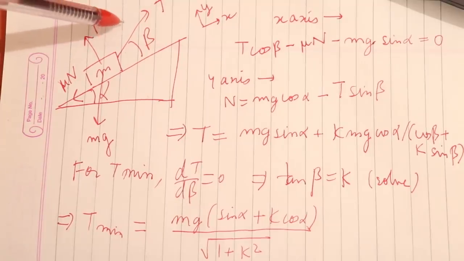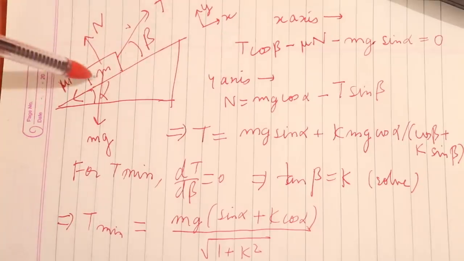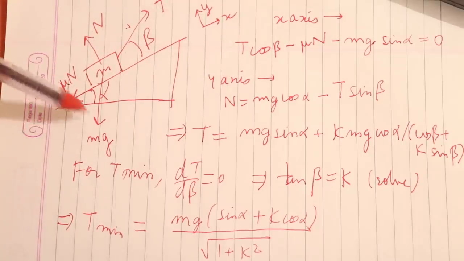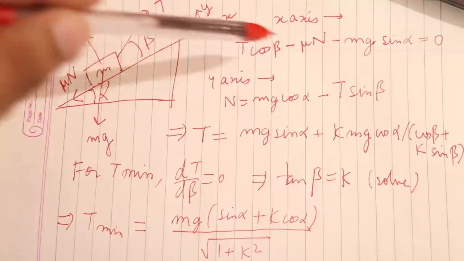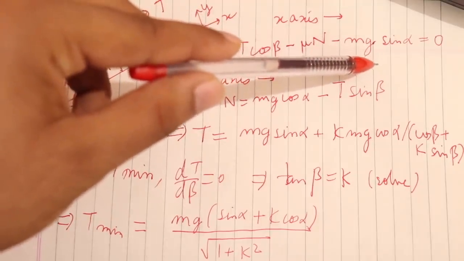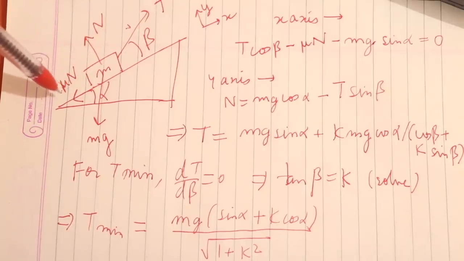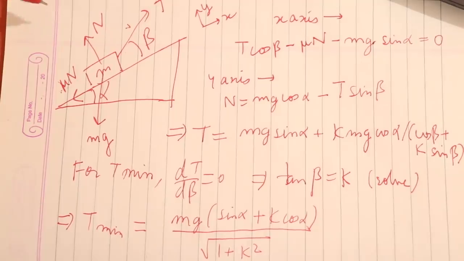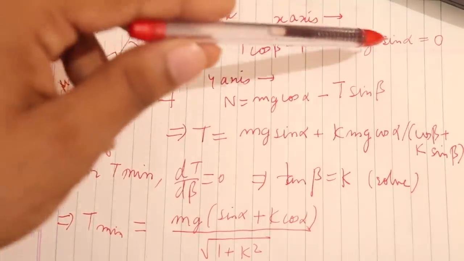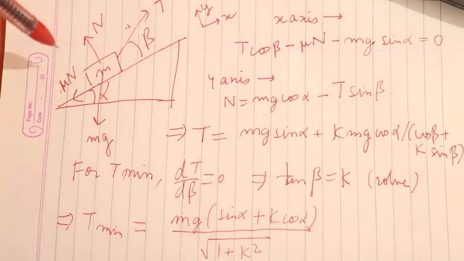So we write the first component of forces, T cos beta, which is the component of T along the incline, which is here. Then there's a component of the weight mg, which we write to be minus mg sin alpha, because it is present in a direction opposite to T. And then we also have the frictional force acting here, which is given to be mu into N. Mu is already given in the problem, so no issues with that. So you can check it out here.